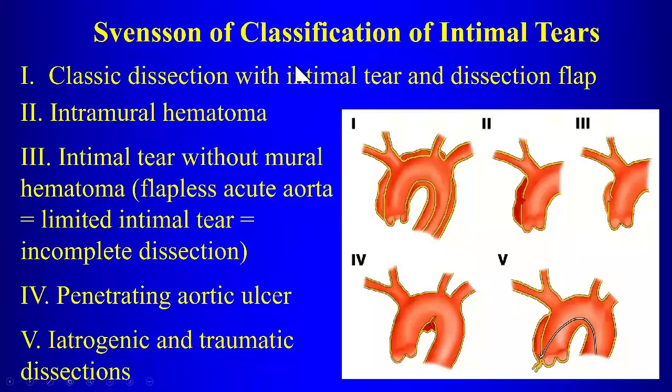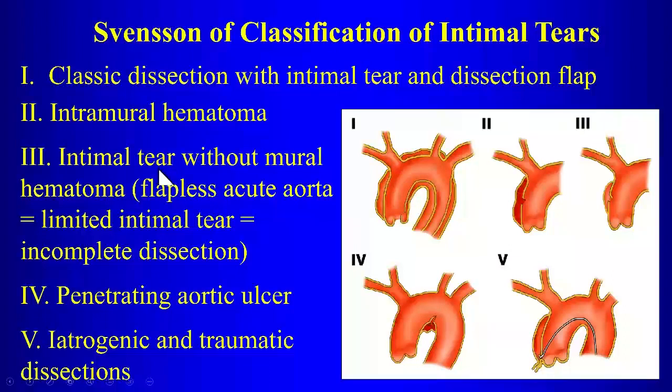Now, there's a classification of intimal tears put out by Svensson. So the type 1 is a classic dissection with an intimal tear, so we're all kind of used to seeing those. Intramural hematoma is a type 2. With an intramural hematoma, the thinking is that even if we may not see the defect in the intima, most of these occur because of a small defect in the intima, a small intimal tear.